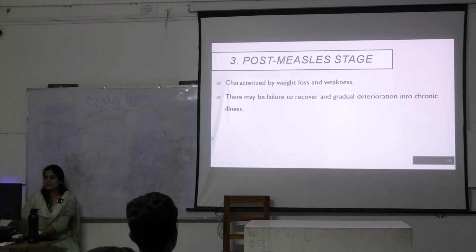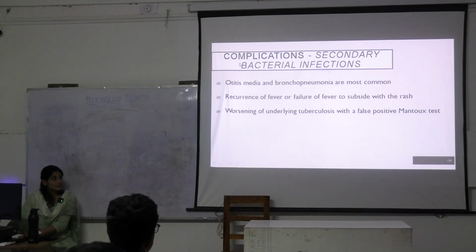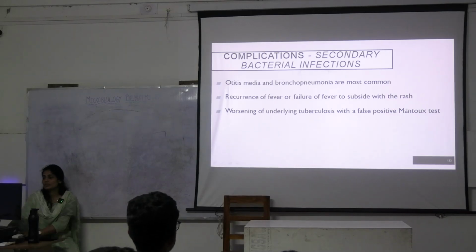In the post-measles stage, what will you see? You will see weight loss, weakness. In case there is a failure to recover and it leads to chronic illness, this might lead to bacterial complications such as otitis media, bronchopneumonia, right? If there is tuberculosis, this will also give you a false positive Mantoux test. In case of worsening of underlying tuberculosis with a false positive Mantoux test, this should be negative, okay?